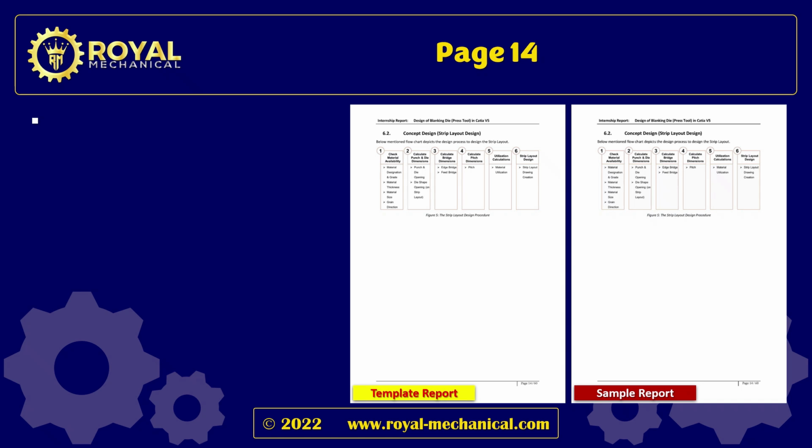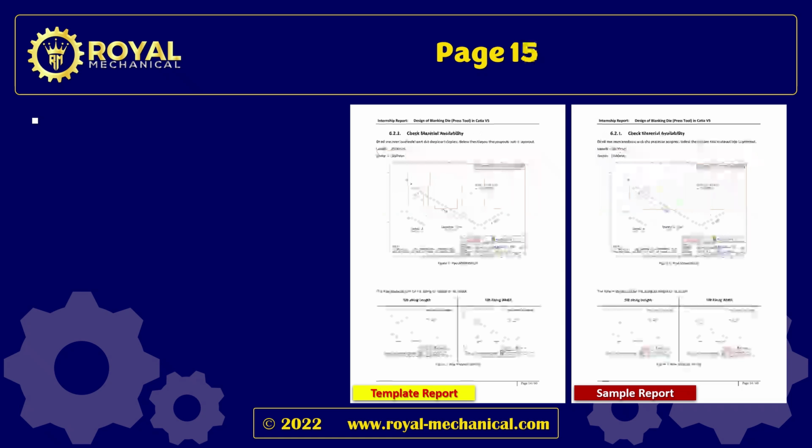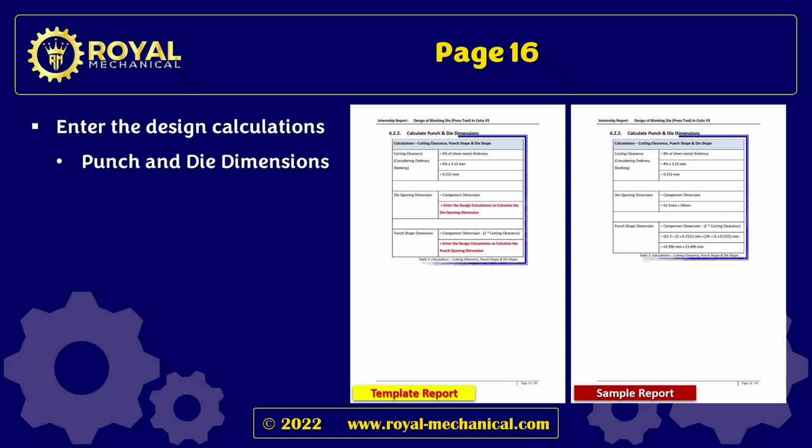Page 14 briefly explains the strip layout design process. You don't have to change anything on this page. Page 15 briefly explains the raw material availability. The raw material is the same, so you don't have to change anything on this page. Page 16 is to calculate the punch and die dimensions. Enter the design calculations.